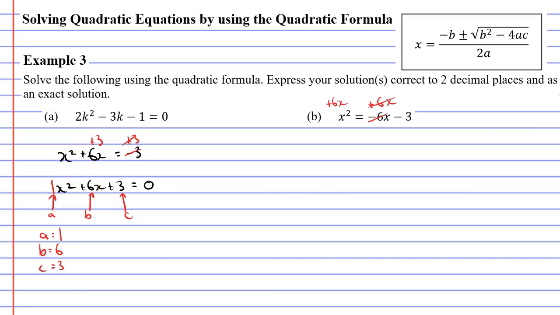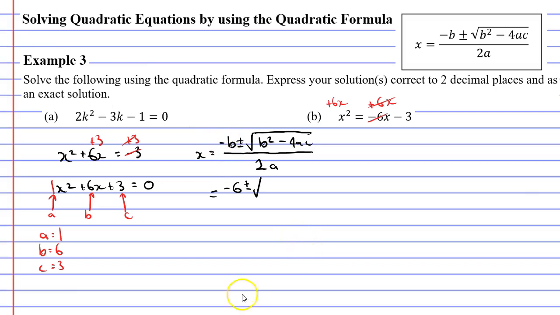So the first thing I want to do is copy the formula down. X equals minus b plus or minus the square root of b squared minus 4ac. All of this is over 2a. And now I'm going to substitute these values into this formula. Now b is 6. So I'm going to replace my b with 6. It becomes negative 6. The reason it's negative is it actually starts with a negative sign there.